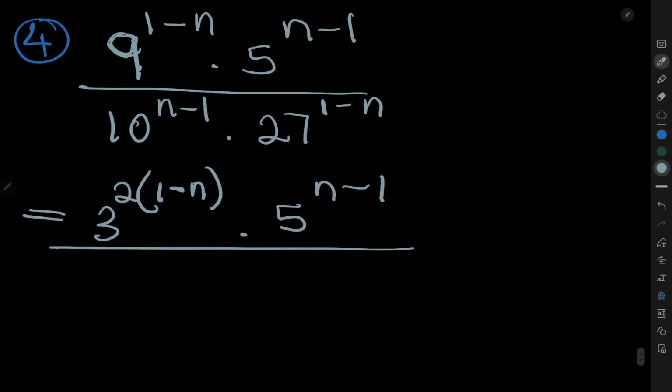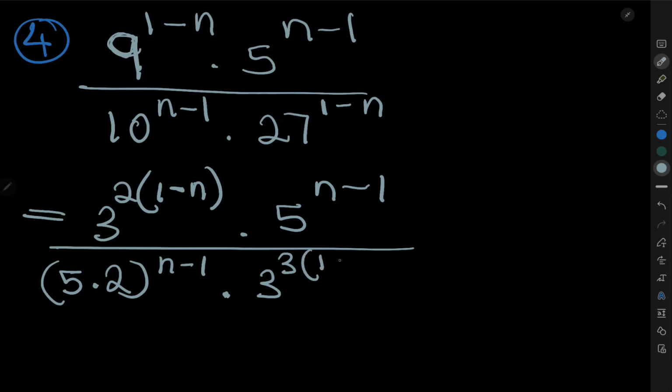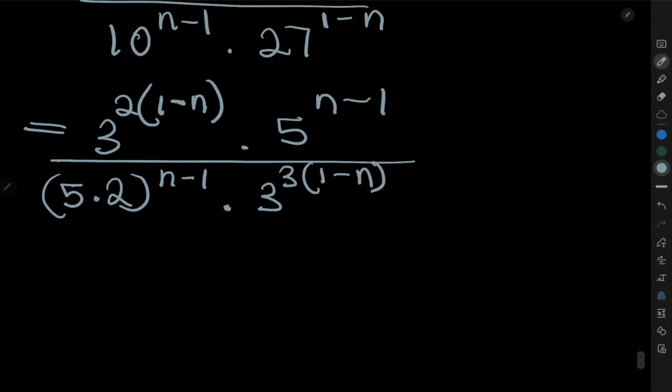And when we get to the denominator, what we have is 10. 10 is not already in its prime factor. And if we break it down, we know that will be 5 times 2, right? So we're going to put this inside the bracket and raise it to the power of n minus 1 times 27 is the same. It's not in its prime factor. We know that 27 can be written as 3 to the power of 3. And we put the exponent inside the bracket, and ta-da, that's what we have.